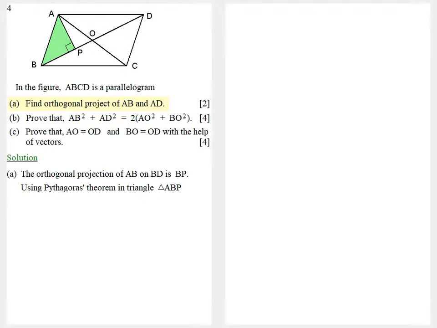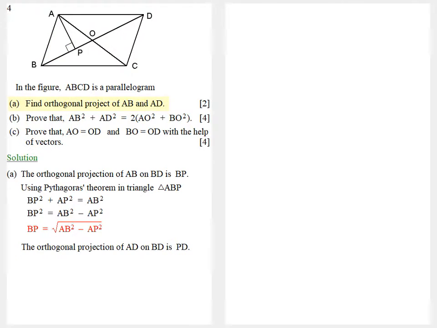Using Pythagoras' theorem in the triangle ABP, we have BP squared plus AP squared equals AB squared. So if we subtract AP squared from both sides, we get BP squared equals AB squared minus AP squared. So if we take the square root of both sides, we end up with BP is equal to the square root of AB squared minus AP squared.